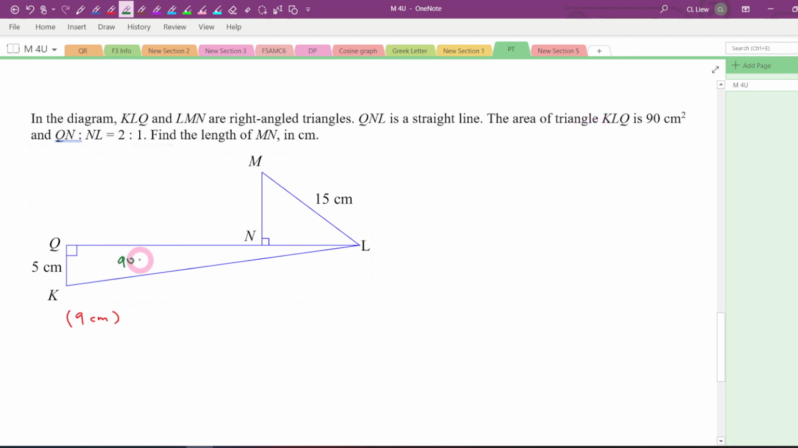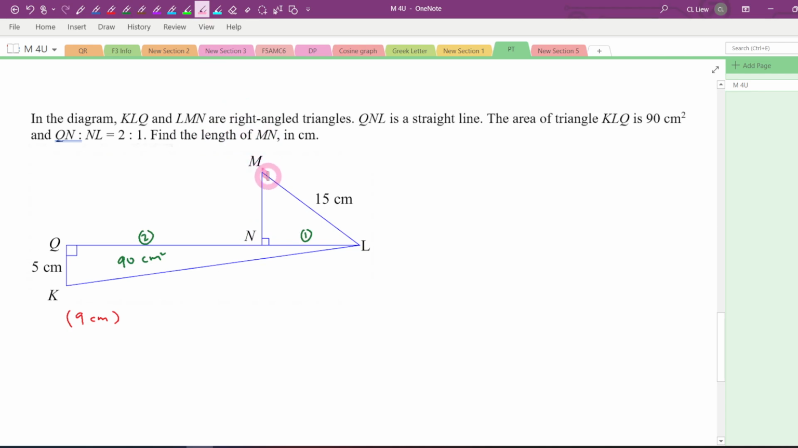So label the important information onto the diagram, so it is easier for us to get the idea how to solve the question. Given by the question, the ratio of QN to NL is 2:1. So this means this takes 2 parts, this takes 1 part. Now find the length of MN.